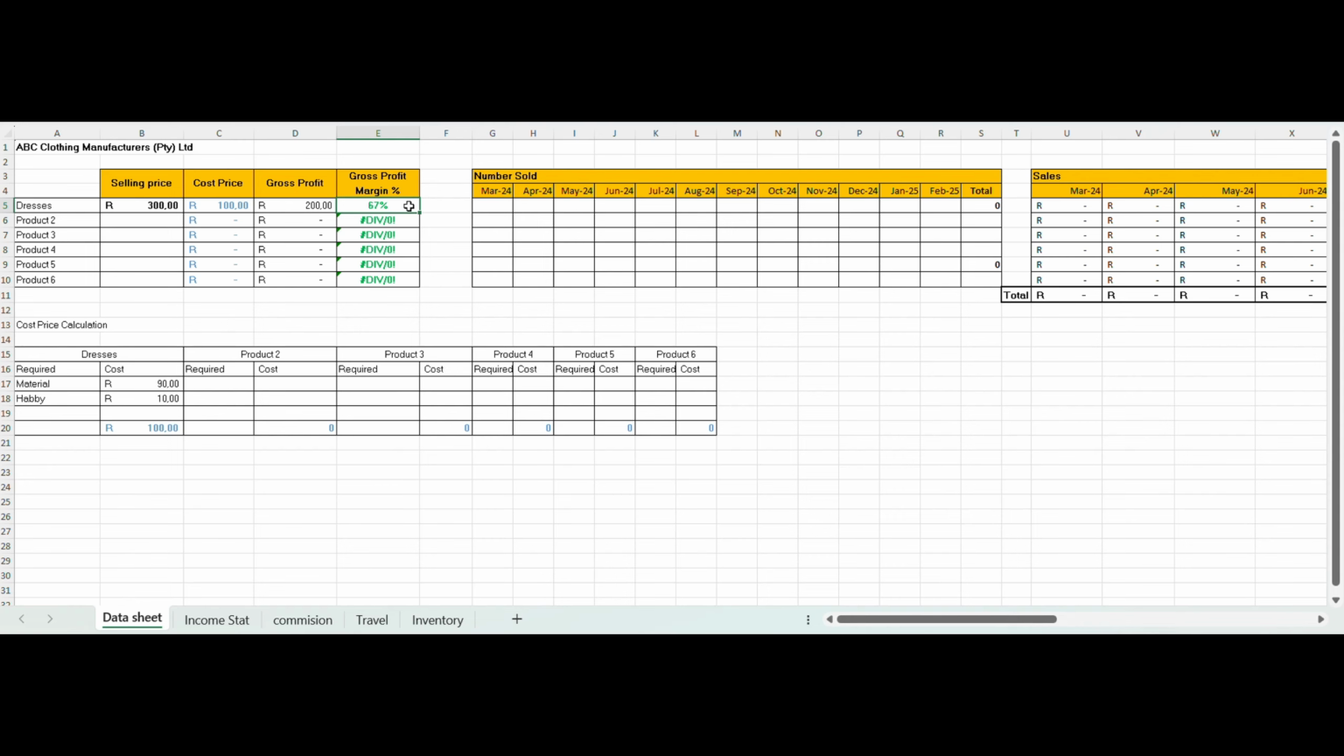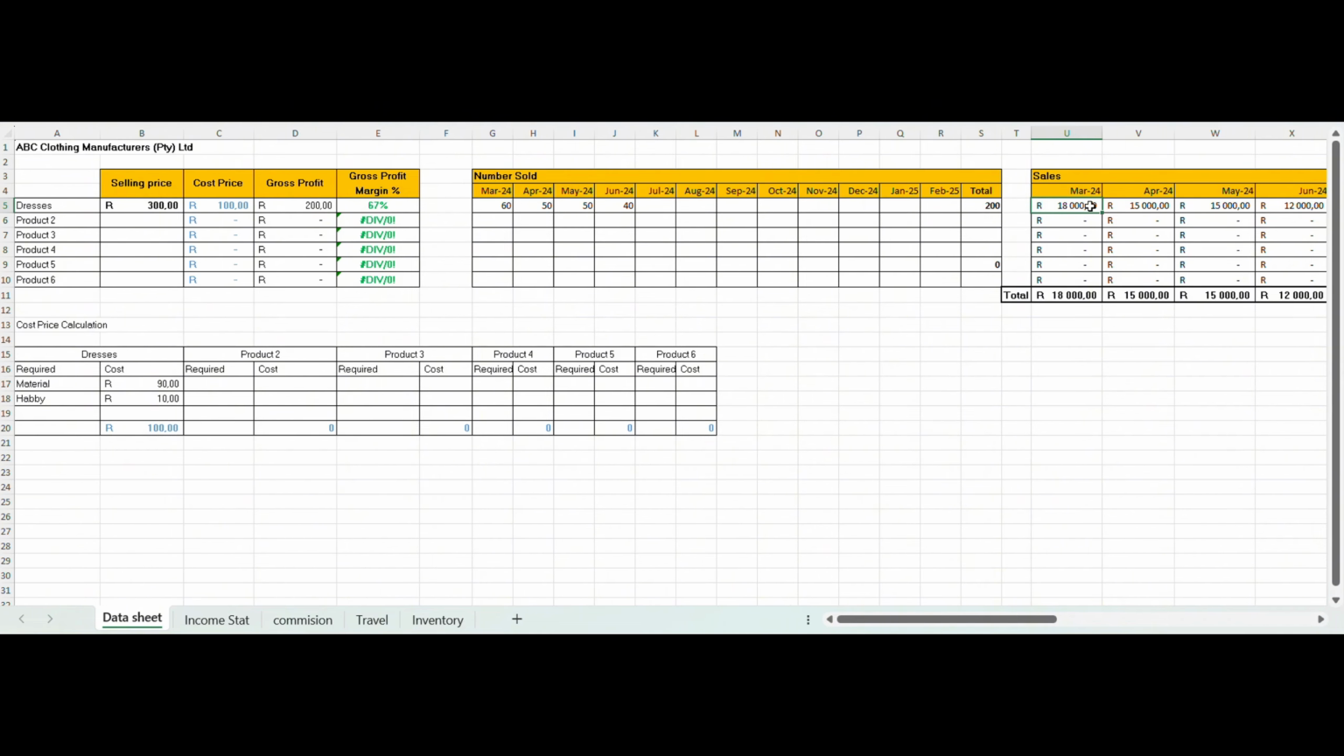One of the ways to do an income statement is to go back in the year and see how many dresses did we sell each month. So let's just say in March we sold 60 dresses. In April we sold 50 dresses. In May we sold 50 dresses. In June maybe 40 dresses. What the spreadsheet does is take the number of dresses sold, 60, and multiply it by 300 Rand to give you 18,000 Rand. That's your revenue for the month of March.